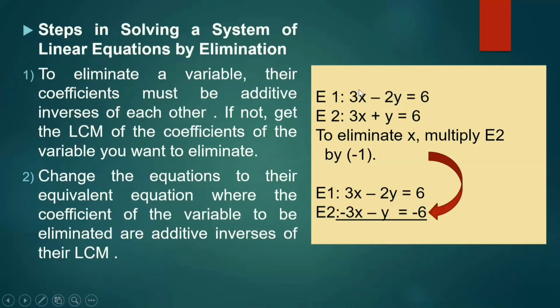So, the signs of x must be one positive and one negative. So, what we do is multiply equation 2 by negative 1 so that the signs of x are additive inverses of one another, and when you add these two, it will become 0, or it is automatically eliminated.